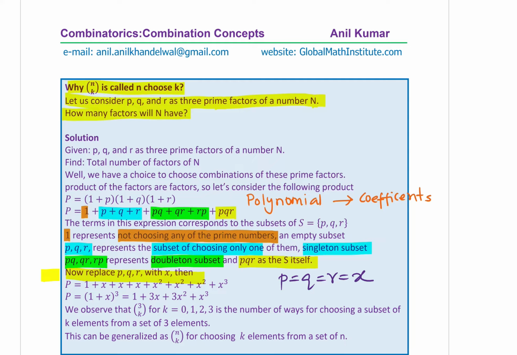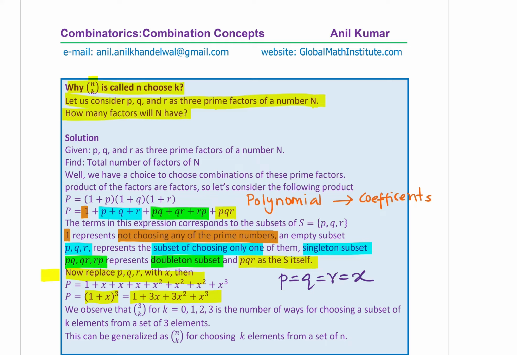So in that case, now the product equation becomes P equals 1 plus x plus x plus x plus x squared plus x squared plus x squared plus x cubed, which basically is the expansion of (1 plus x) whole cube, which you know is 1 plus 3x plus 3x squared plus x cubed. And now you can correlate very easily the coefficients of this polynomial with the definition of nCk. You get the idea, right?